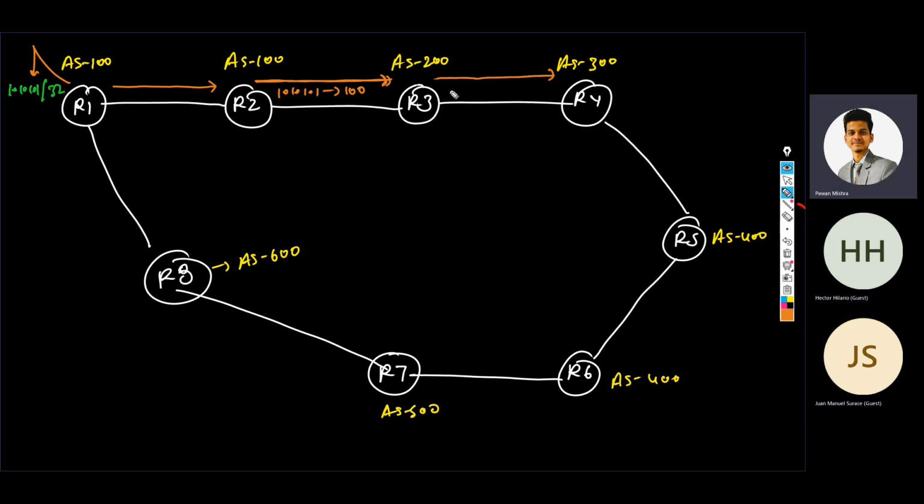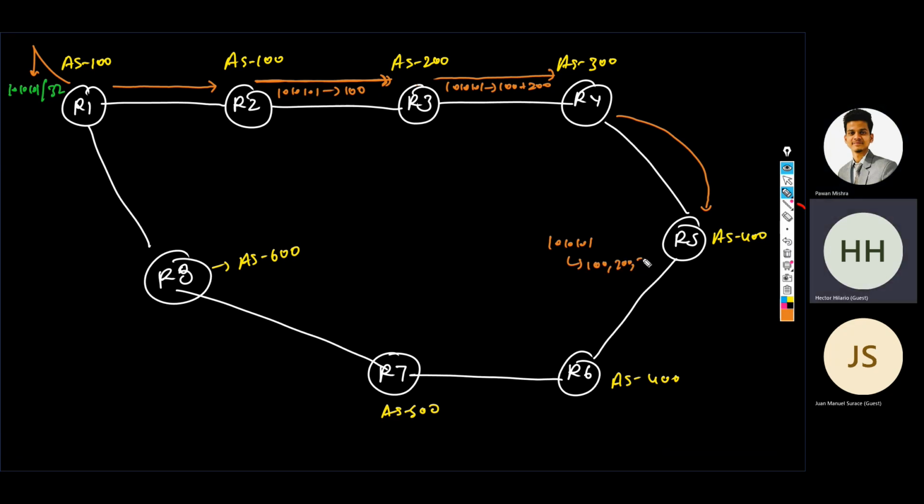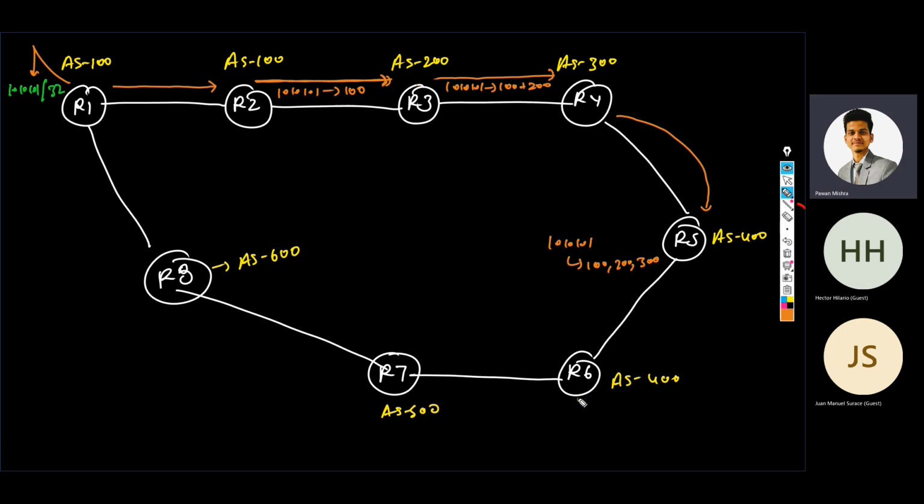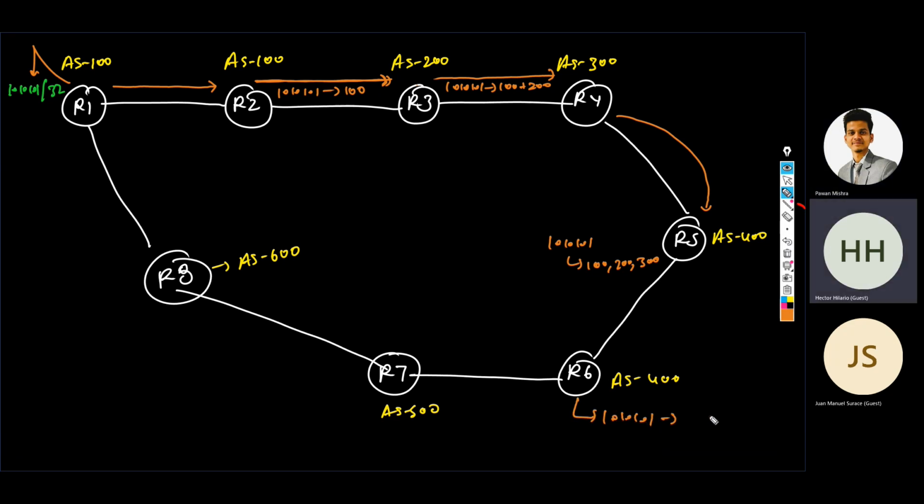Once R3 sends it on, it will be sending 1.1.1.1 with 100 plus 200. At the same time, R4 will share to R5. R5 will receive 1.1.1.1 with 100, 200 and 300. Okay. Tell me, R6 will receive what?